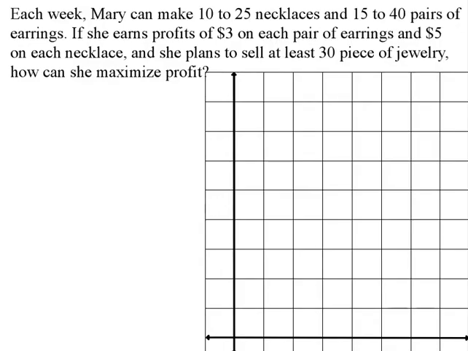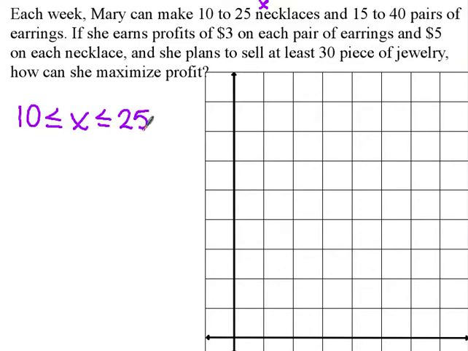So let's look at this example. It says, each week Mary can make 10 to 25 necklaces and 15 to 40 pairs of earrings. If she earns profits of $3 on each pair of earrings and $5 on each necklace, and she plans to sell at least 30 pieces of jewelry, how can she maximize profits? So we have to write the equations. Let's first start with the necklaces. I'm going to let that equal x. So we know that x has to be between what two values? 10 and 25. So this is going to look real similar to something we've already done.